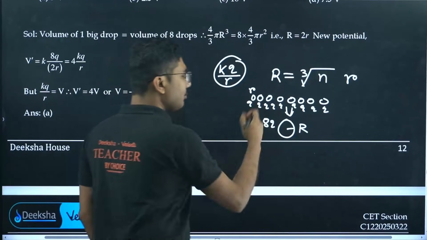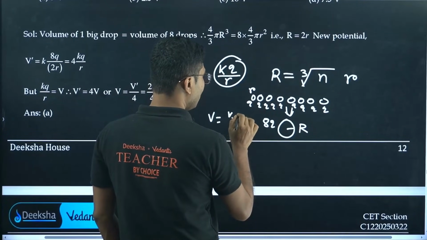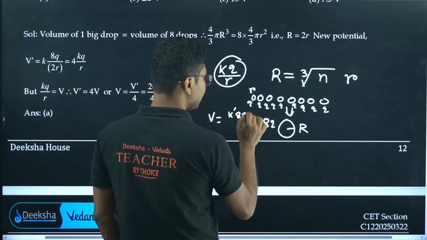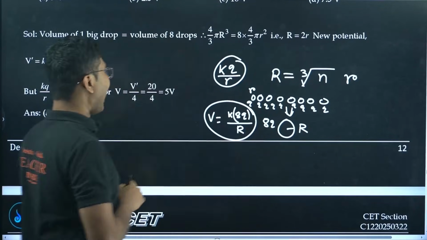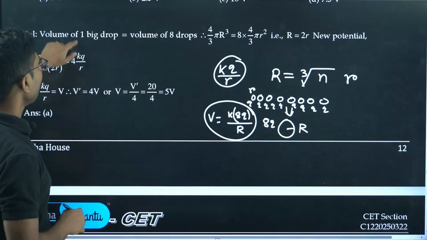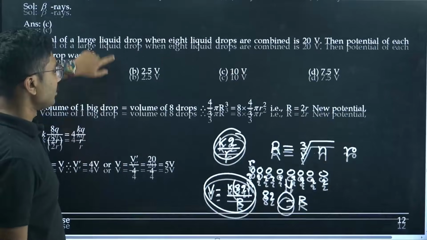So what is the potential of this? The potential of this one will be k into 8q. Don't forget this, 8q by r. So this is the total potential, and this is given. The potential of the larger drop is given as 20 volt.